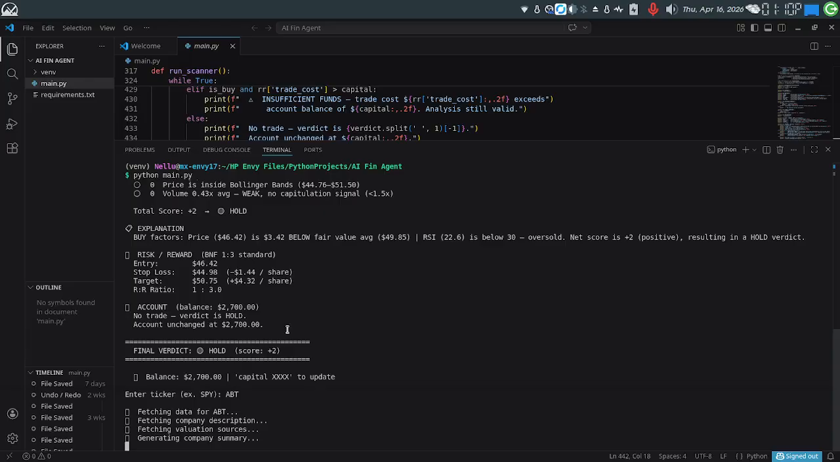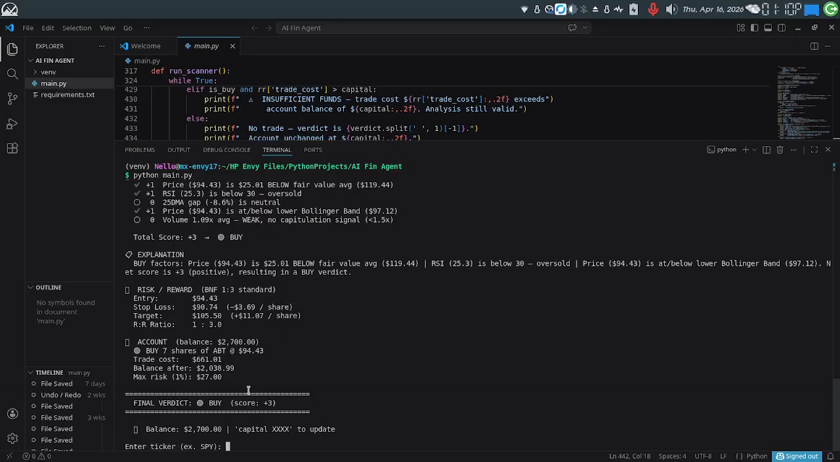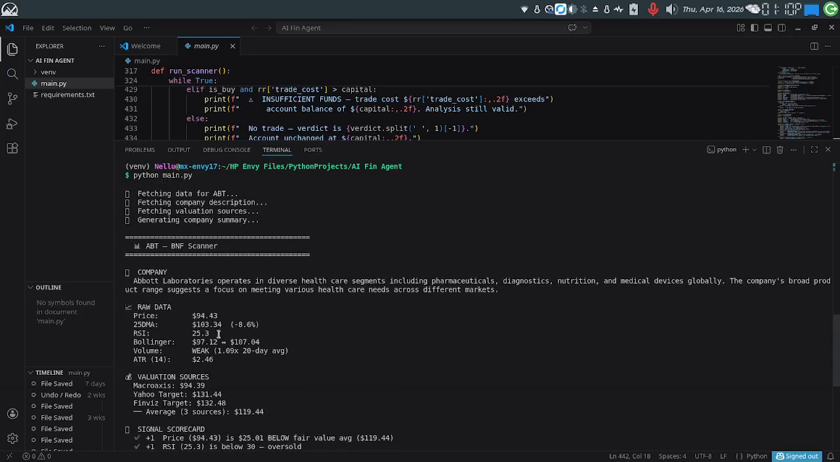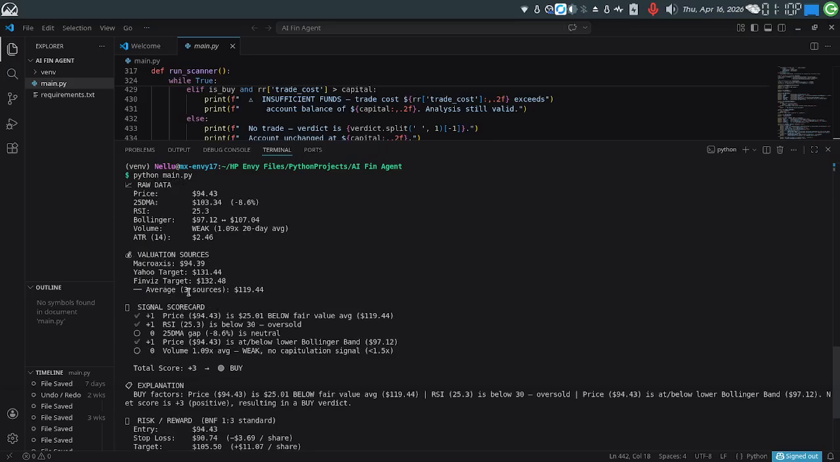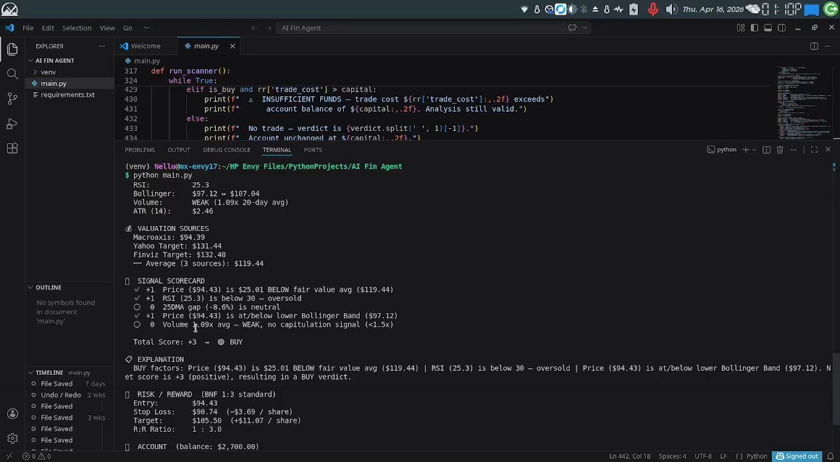If you guys are hearing the fan noise, excuse the fan noise. This is an older computer, 2013. All right, there you go.